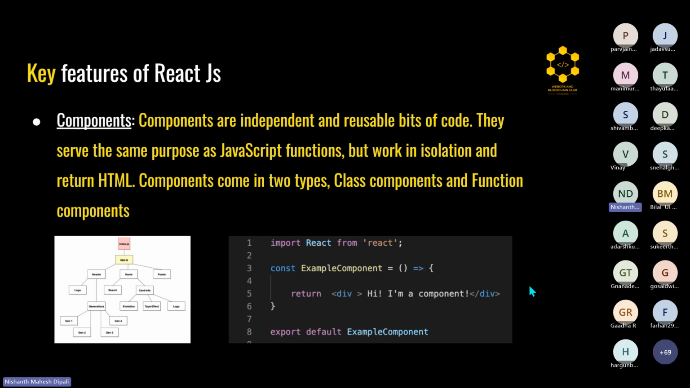You can see an example over here. Whenever you want to reuse them, you just have to import this example component and render it there. We'll look into how we code that later on. Basically, they're like JavaScript functions, but they return HTML instead of, say, integers or booleans.